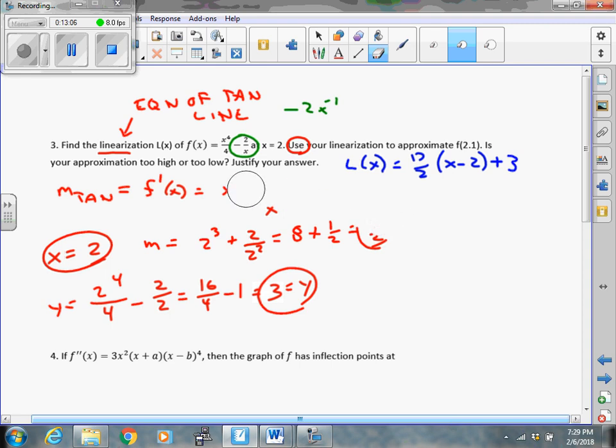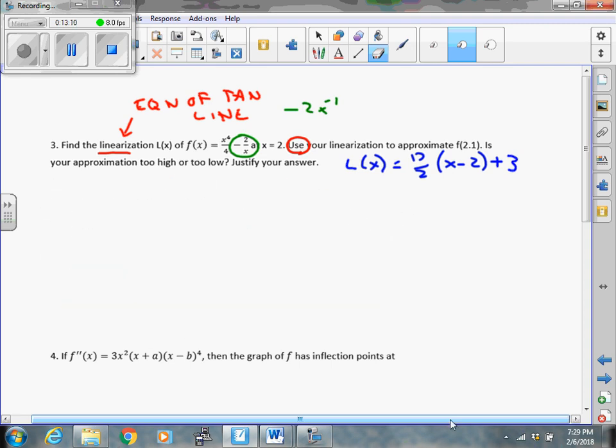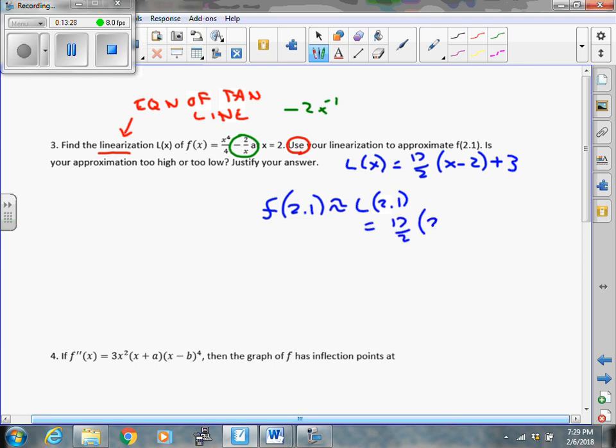I'm going to use it to approximate f(2.1). So f(2.1) is approximately equal to the linearization at 2.1. And that linearization is equal to 7 over 2 times (2.1 minus 2) plus 3.